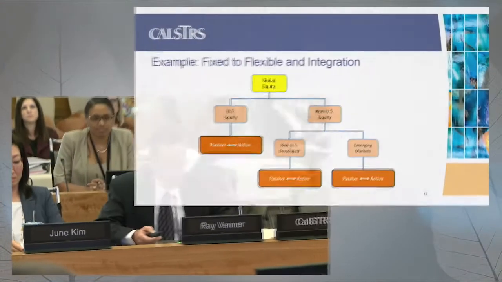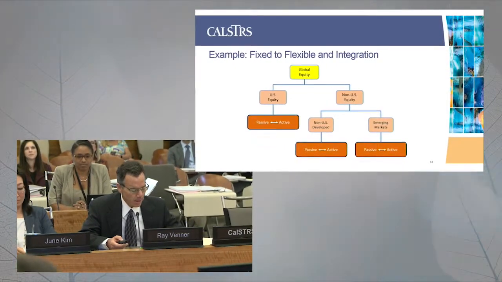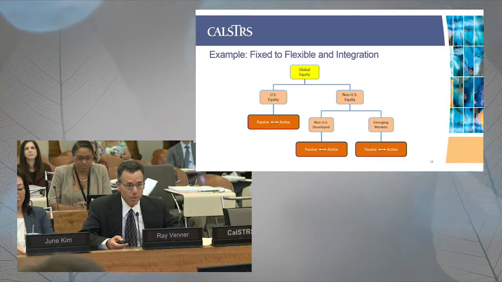Given current policy within each region, as June mentioned, the active and passive portfolios are managed separately in different composites. Removing the target active-passive weights from policy would improve flexibility, enabling us to manage portfolios more holistically, potentially benefiting returns.